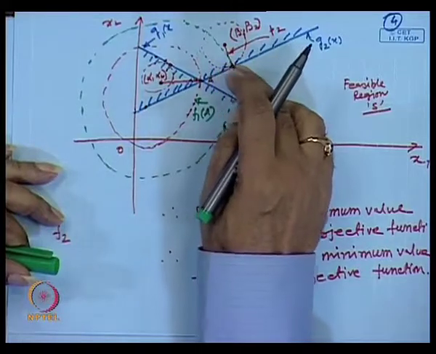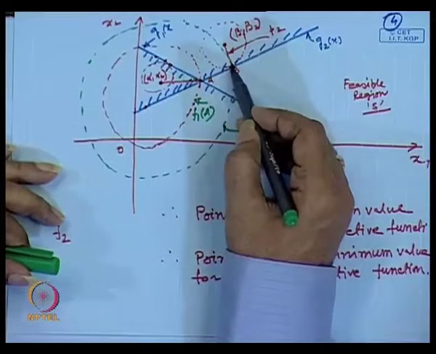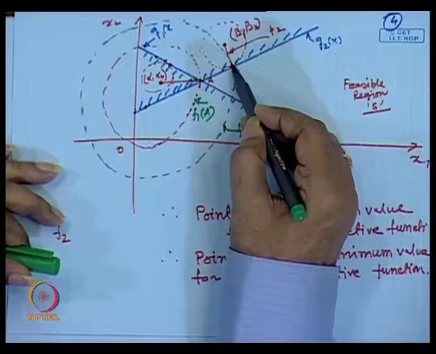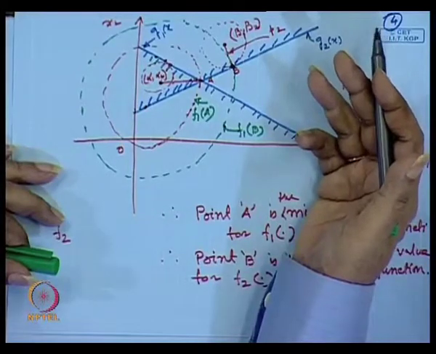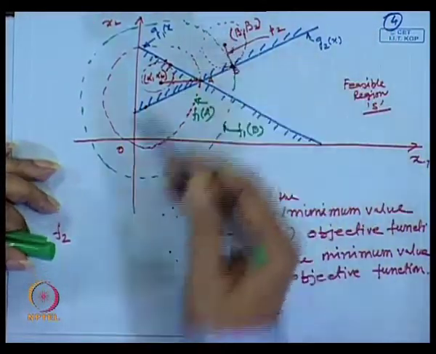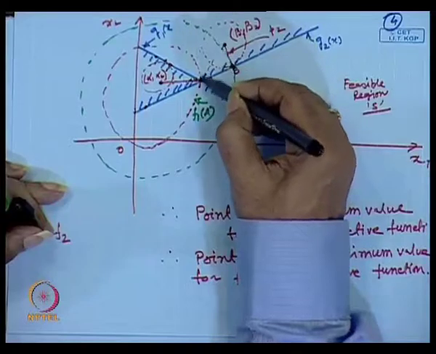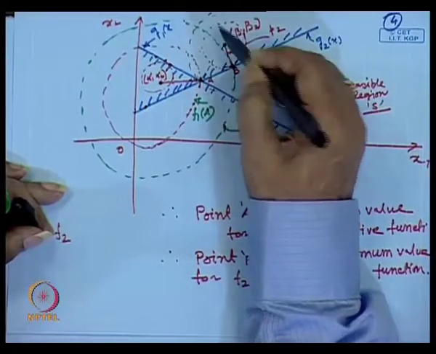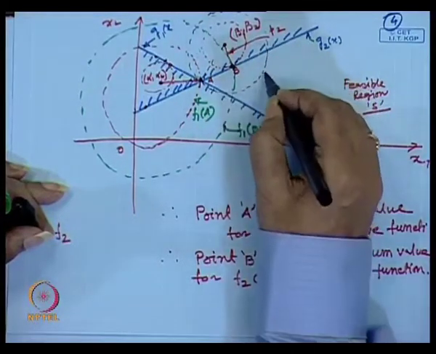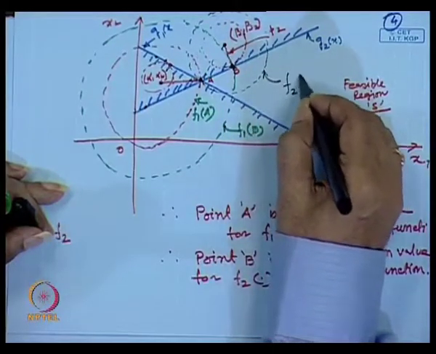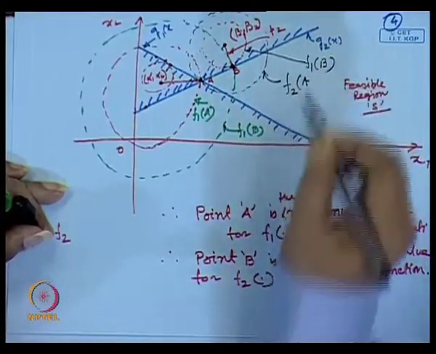So, this function value will be what? This is a common point for both the objective functions. You can say this is our optimum, one of our solutions, but whether the solution is Pareto optimal or not, we do not know. And another thing, we can draw it here by centering this one with this point. So, this is the f2 of a, and this point is f1 of b.